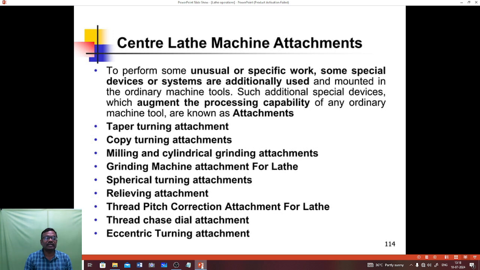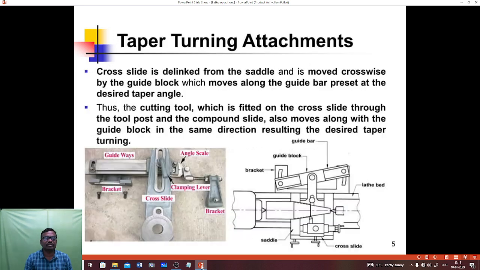They are taper turning attachment, copy turning attachment, milling and cylindrical grinding attachment, grinding machine attachment for lathe, spherical turning attachments, relieving attachment, thread pitch correction attachment for length are some of the attachments.